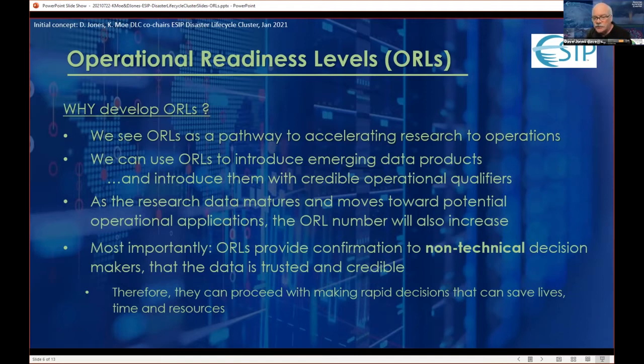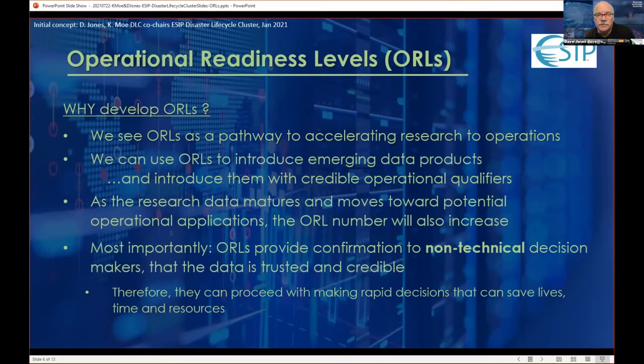So as research data matures and moves towards potential operational applications, the ORL number will go up. ORL 4 is like, hey, it's research data, but it might be useful. So use it with that cautionary qualifier. But when that sensor transitions into operations, all of a sudden the ORL number goes up to 3, 2, or 1. Most importantly, ORLs provide confirmation to non-technical decision makers.